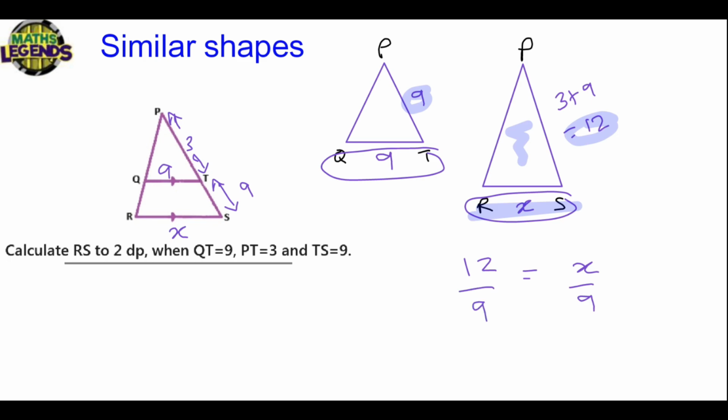Now I simply have an algebraic equation, and I'll just simplify, so I'll do times 9 on both sides. This cancels with this, and we're left with X equals 12.